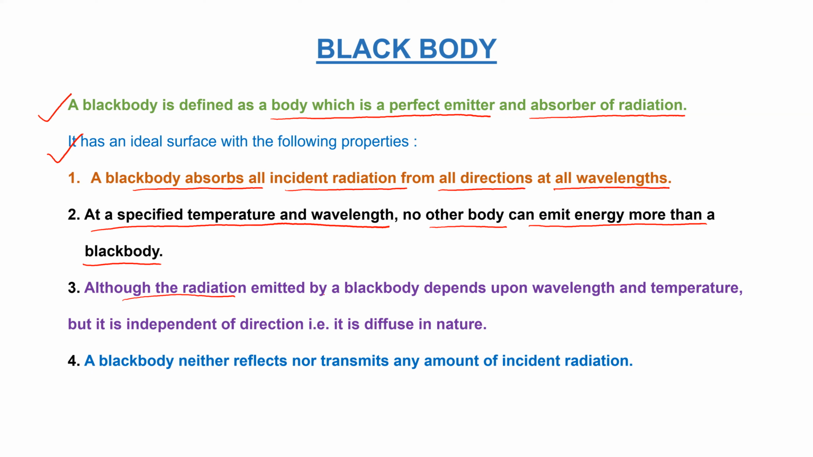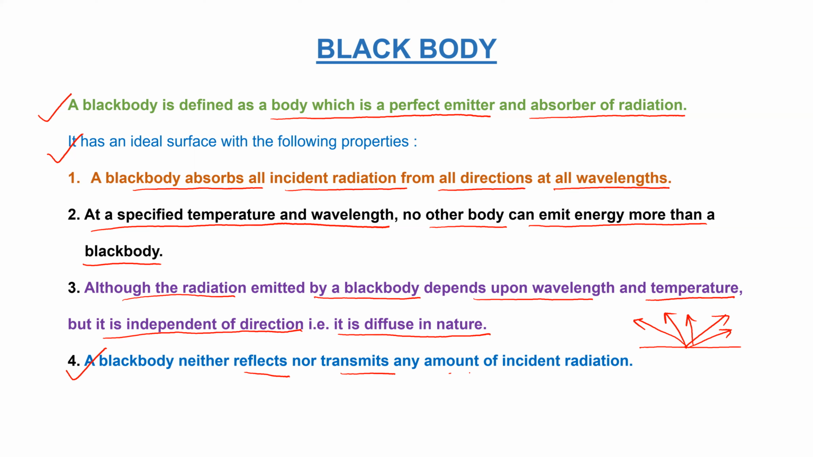Although the radiation emitted by a black body depends upon wavelength and temperature, it is independent of direction. That is, it is diffuse in nature. So when it emits energy in different directions, the intensity of the radiation will be the same in all the directions. A black body neither reflects nor transmits any amount of the incident radiation.